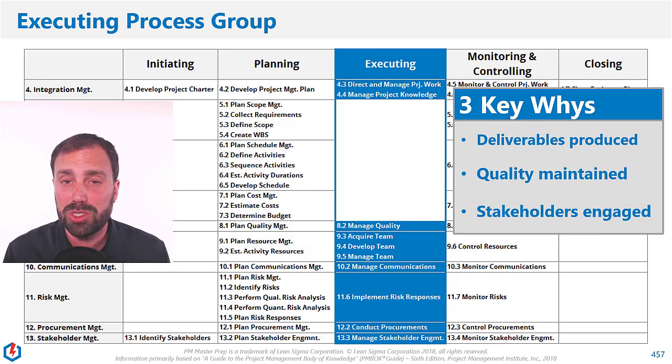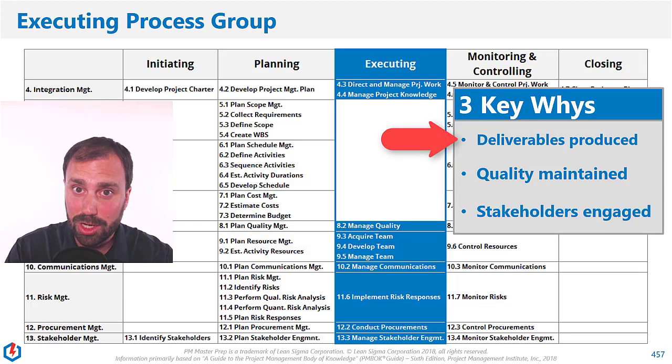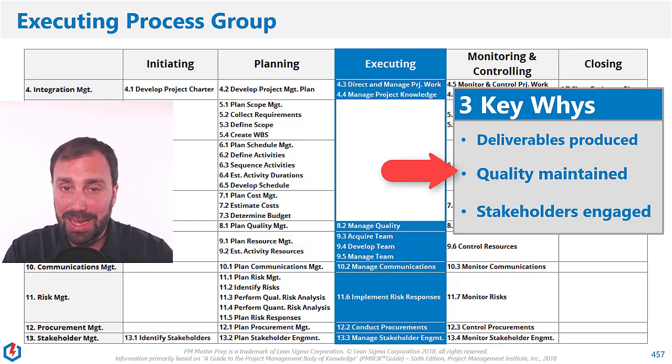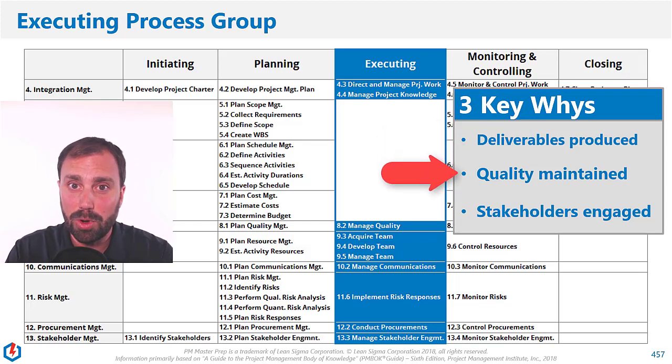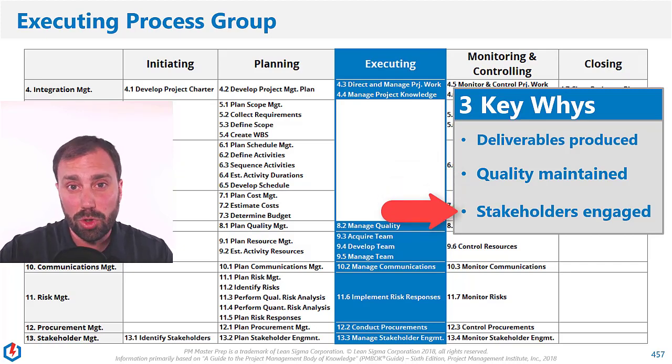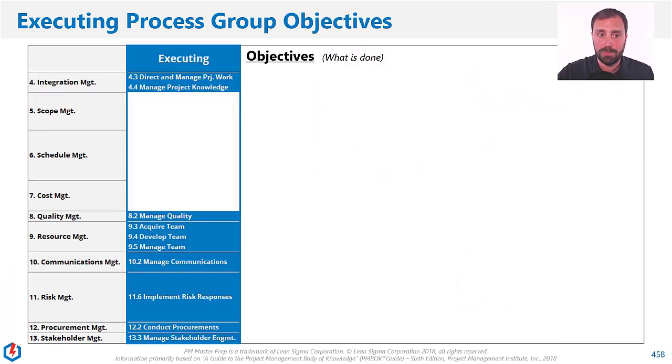If we can do all 3 of those things, it really informs what we're doing. So produce the deliverables. That's why we're here. Maintain the quality. We've got to produce what we said we were going to. And then we've got to keep the stakeholders engaged because they're critical to what we're trying to do. So those are the 3 whys that drive all the actions in these 10 processes. So let's go a little deeper.